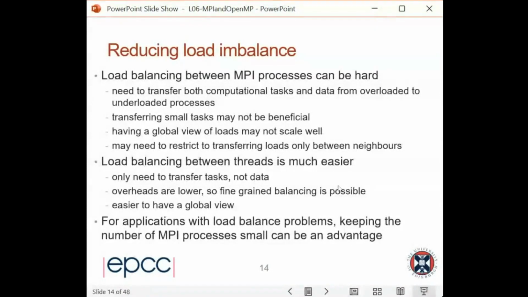So load balancing between MPI processes can be hard. The main problem is that transferring work also involves transferring data. And often you may say, well, actually, it may not be worth transferring small tasks. It may be more effort to give someone else a small amount of work than just do it yourself. You would like to have a global view of all the work across your processes and evenly balance the load. That may be hard. So you may have what are called diffusion algorithms. You may only transfer the load locally.